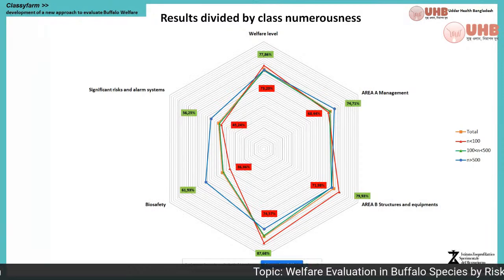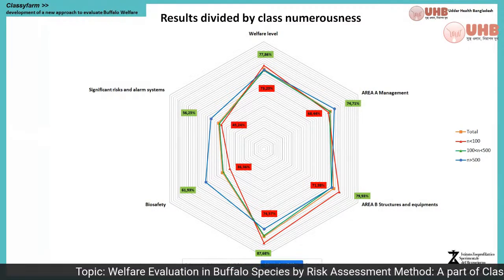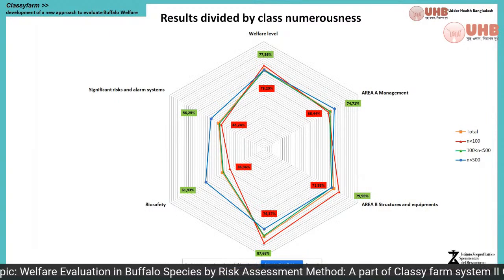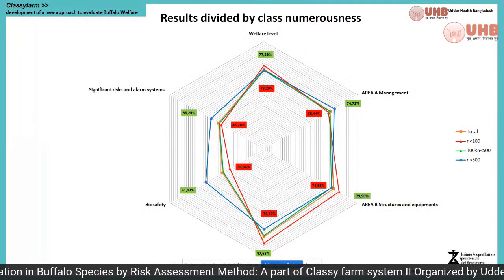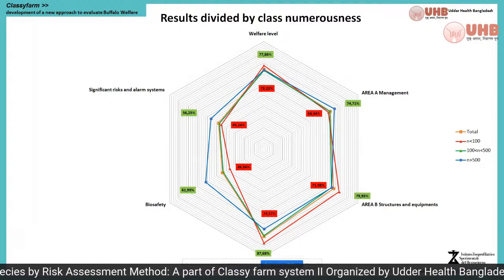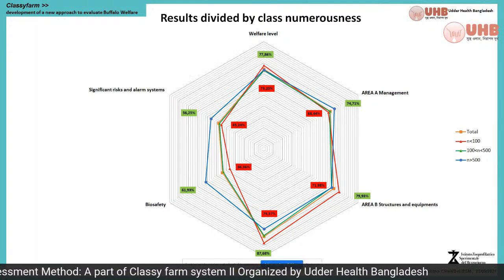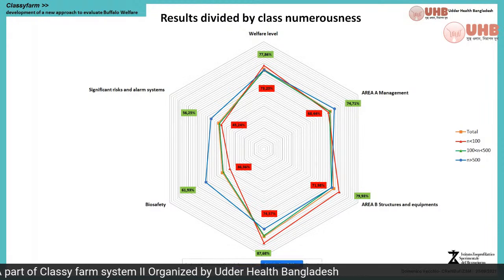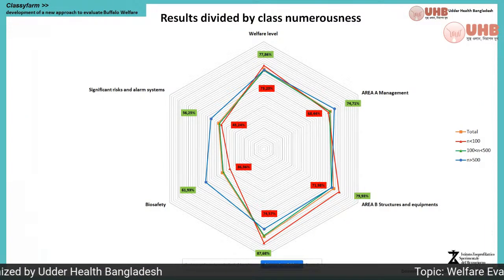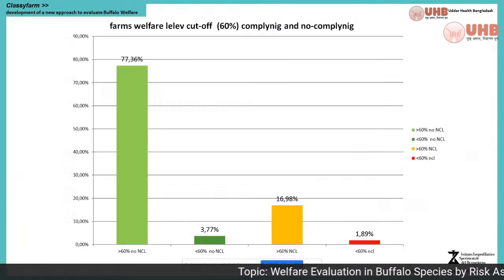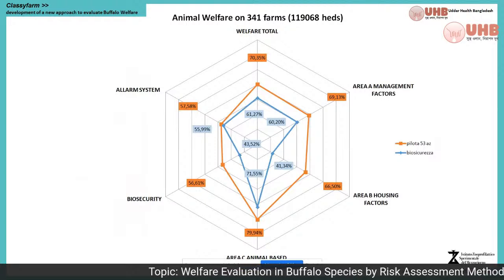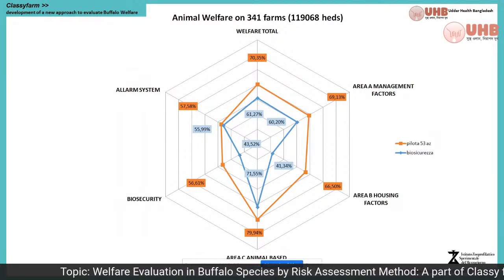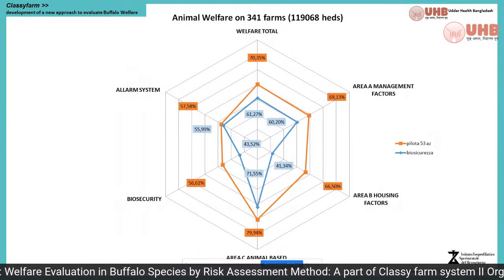The results are encouraging, but we must remember that these farms have spontaneously joined and the total number is very low, representing more or less 2.5% of the total population of buffalo farms in Italy. But it's interesting to observe the functionality of the tool. So we repeated this experiment on a much higher number of farms.